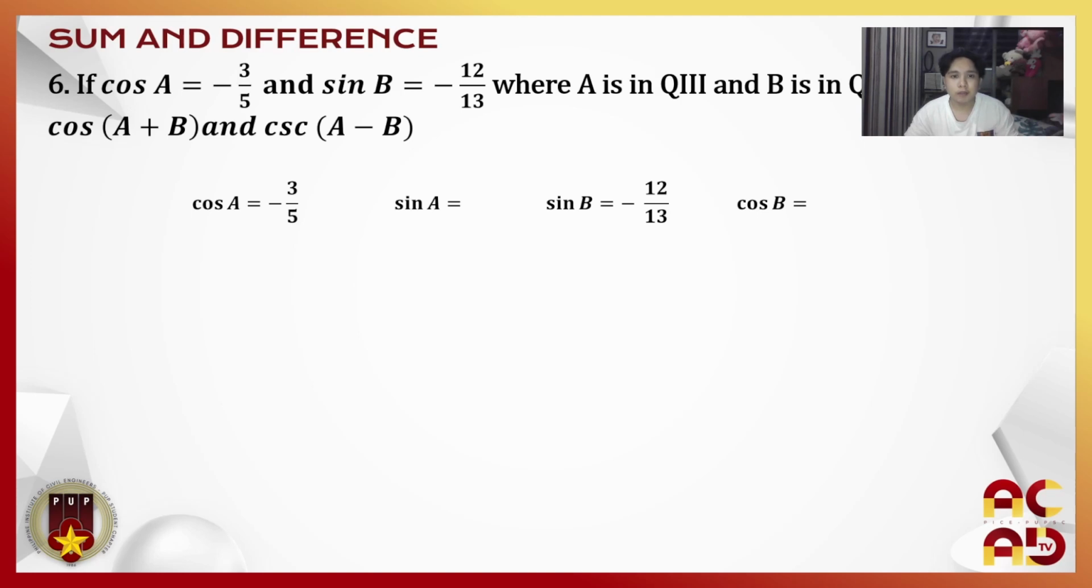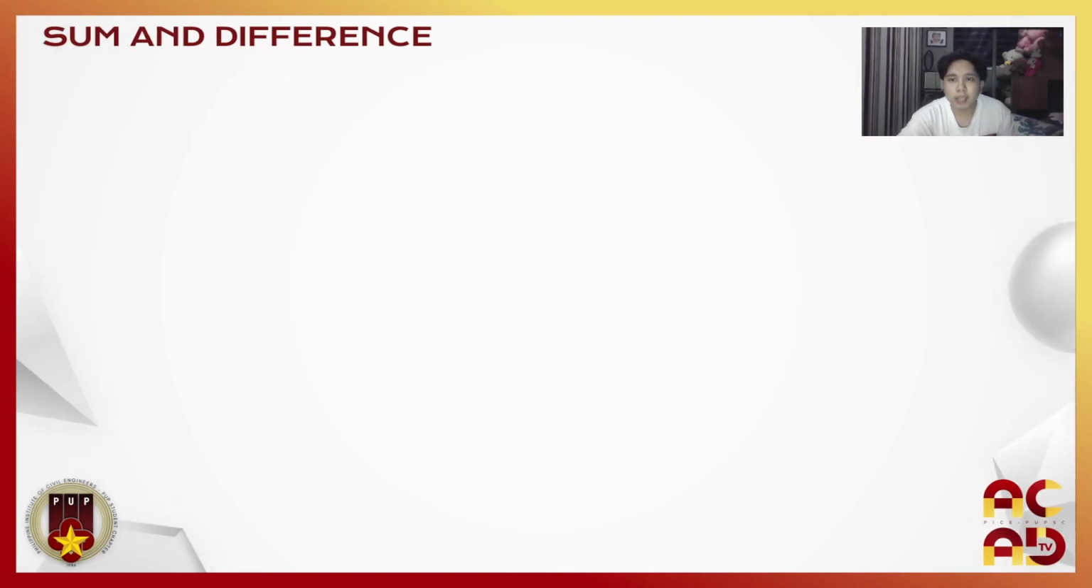hanapin muna natin yung value ng sine A and then ang cosine B natin in order to find the value of the sum of cosine and then the difference of cosecant. And take note, yung A natin nasa quadrant 3 daw and then yung B natin is in quadrant 4. Okay, so let's draw muna a Cartesian. And then let's draw 4 right triangles.